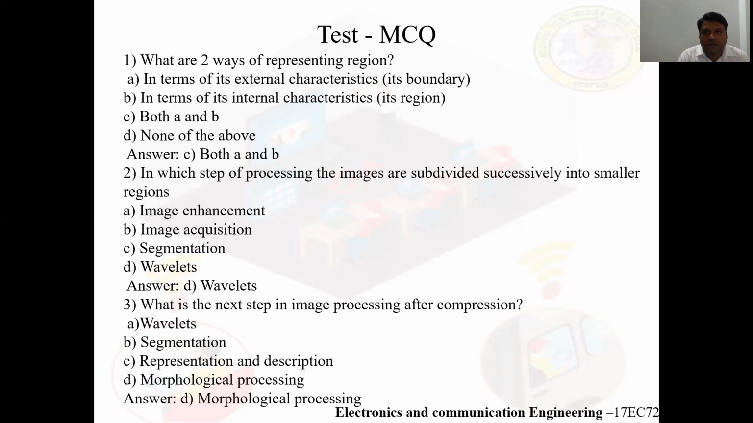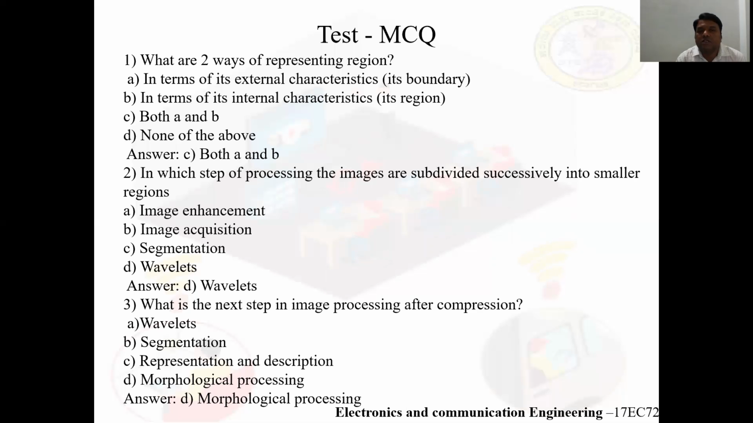Let us go for MCQs. What are 2 ways of representing a region? A, in terms of its external characteristics, it is boundary. B, in terms of its internal characteristics, it's region. C, both A and B. D, none of the above. The answer is both A and B.